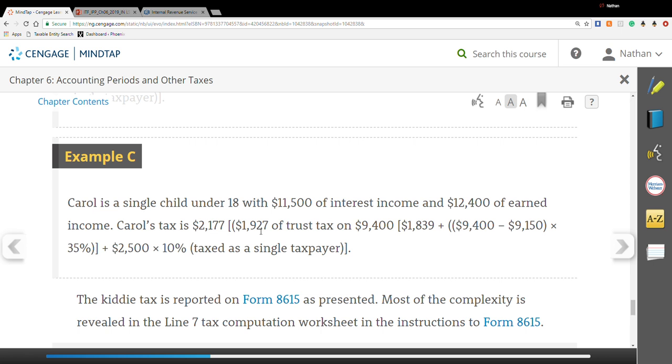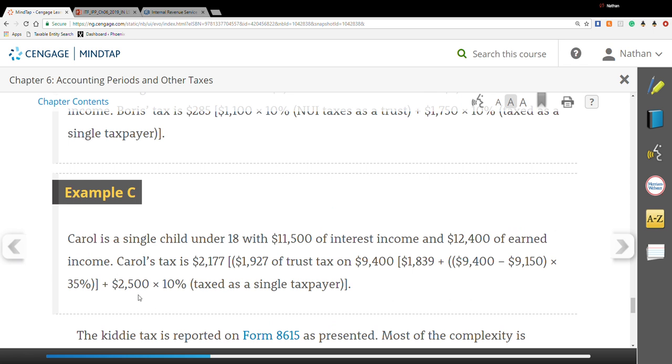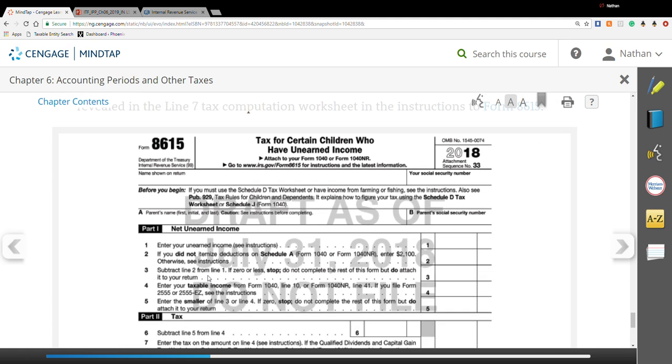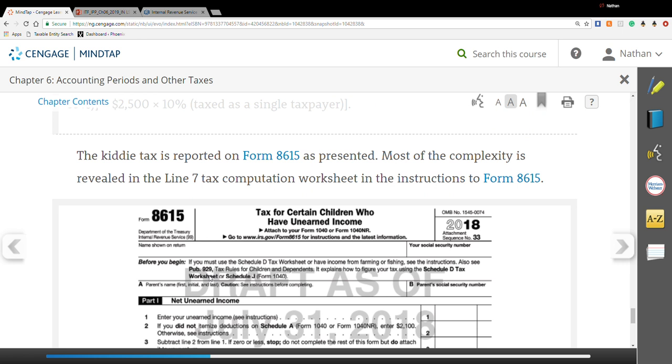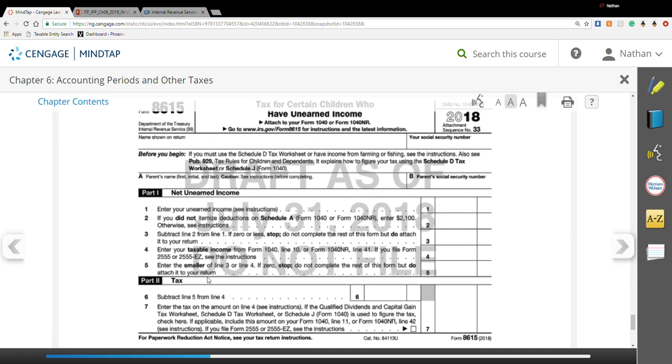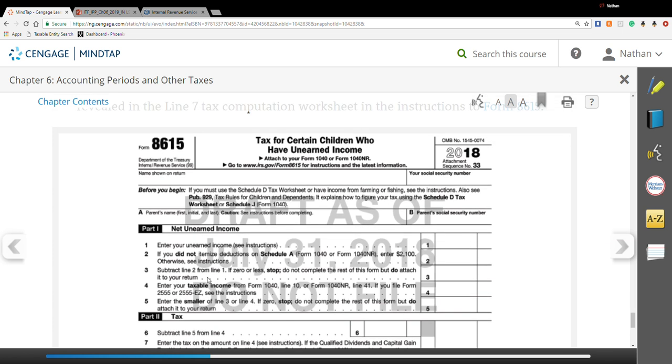And of course, we take her step 3, her ETI of 2,500, multiply that by 10%, add those together, and we get 2,177. So when we actually look at the kiddie tax, you're going to see this in the tax return, and this is form 8615. Don't worry about this draft. This is the actual tax form. The book does these drafts because of the publishing date, but it is actually this form right here, 8615.